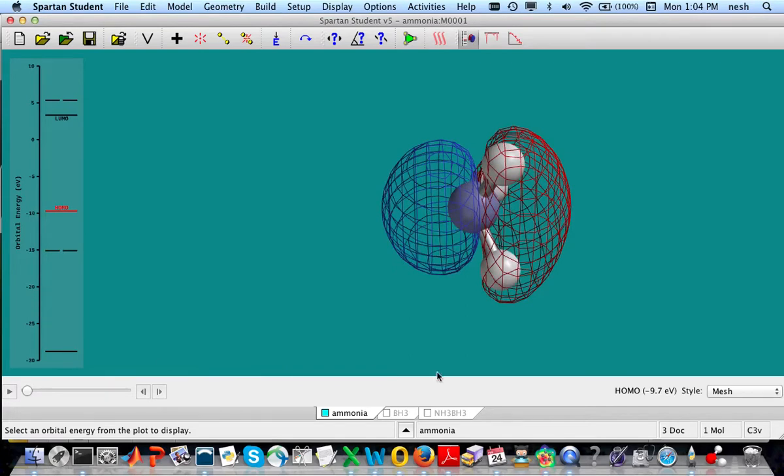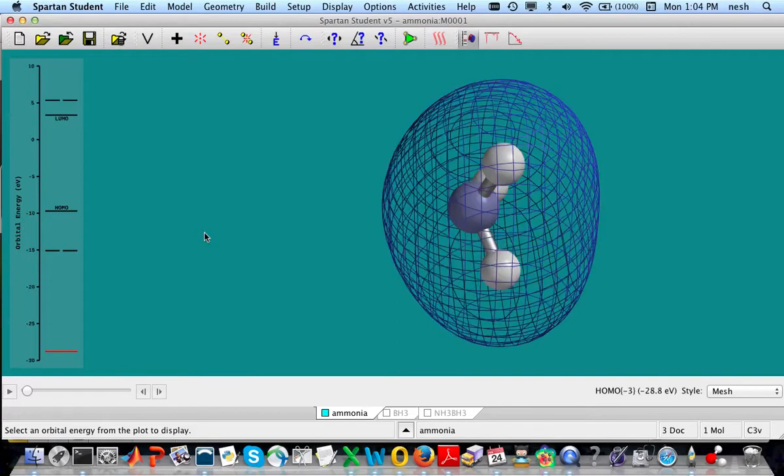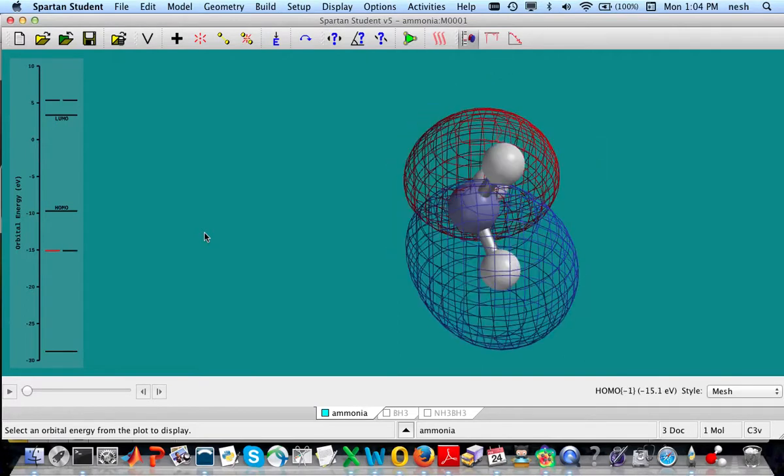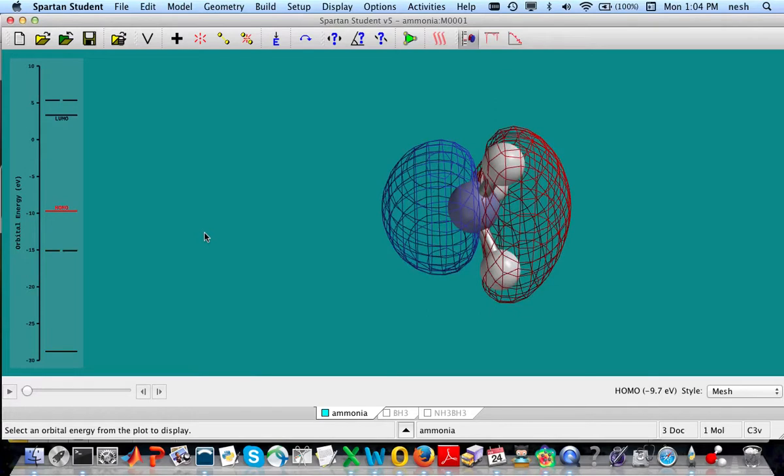Well, because I know NH3 has 8 electrons altogether. That's 5 valence electrons for the nitrogen and 1 for each of the hydrogens. So when we look at what's called the lone pair of that Lewis base, what we usually think is that that would be the HOMO of the Lewis base, which would be this orbital that we're looking at right here.